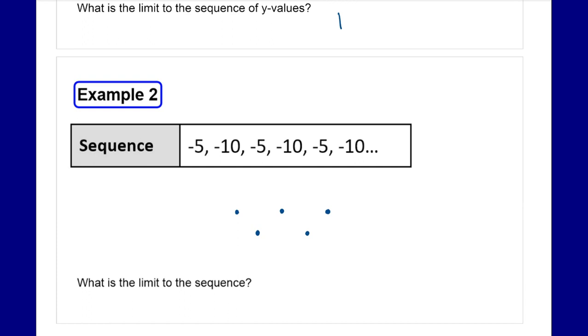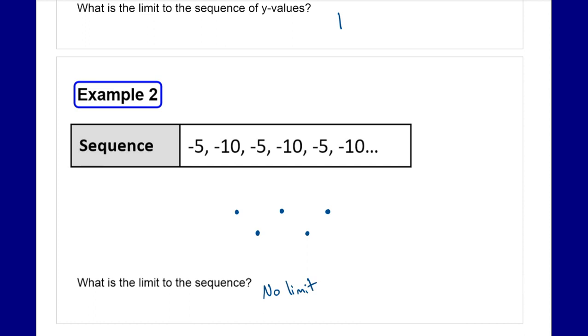This one's a little tricky. It has to make you think a little bit. Are they approaching anything? We can't say they approach -10 because, well, here we reach -10, but the other values aren't headed towards -10. They're at -5. As soon as I hit -10, I go back to -5. So I'm not approaching -10. I'm also not approaching -5 because, again, as soon as I hit -5, I go to -10. So in this scenario, there is no limit. The numbers aren't approaching anything, which is okay.